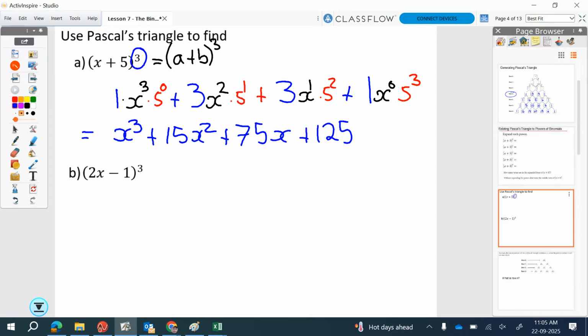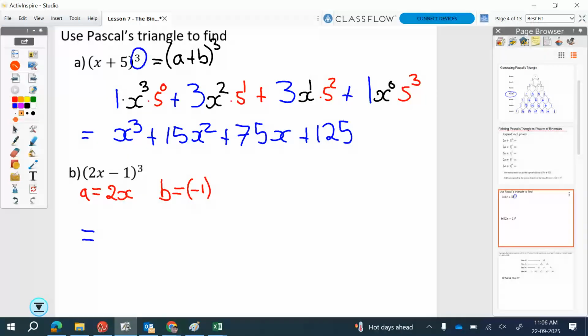So this is just an easier way to expand, particularly longer ones. So let's try this one. This one gets a little bit trickier. In this one, what is a? 2x. What is b? Negative 1. So always have it as a plus. So instead of having it as a plus, rewrite that as plus negative 1. Okay? So I'll help you put in the first couple. Let's start putting a couple in.